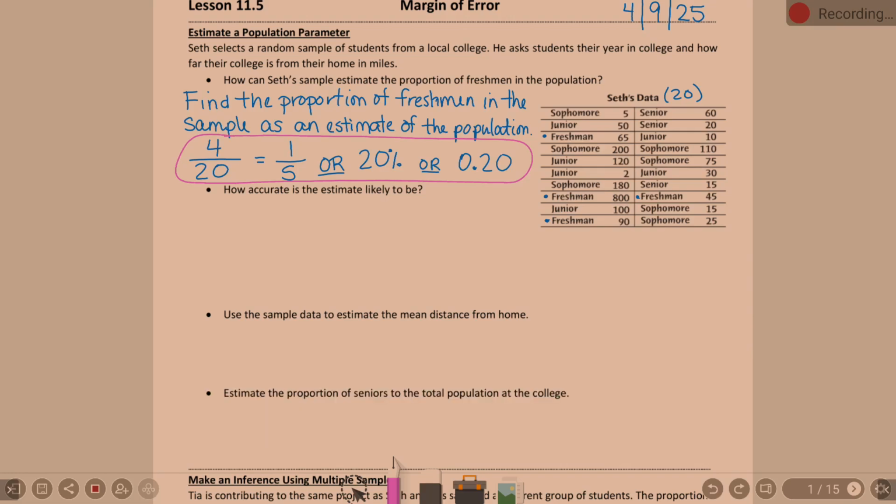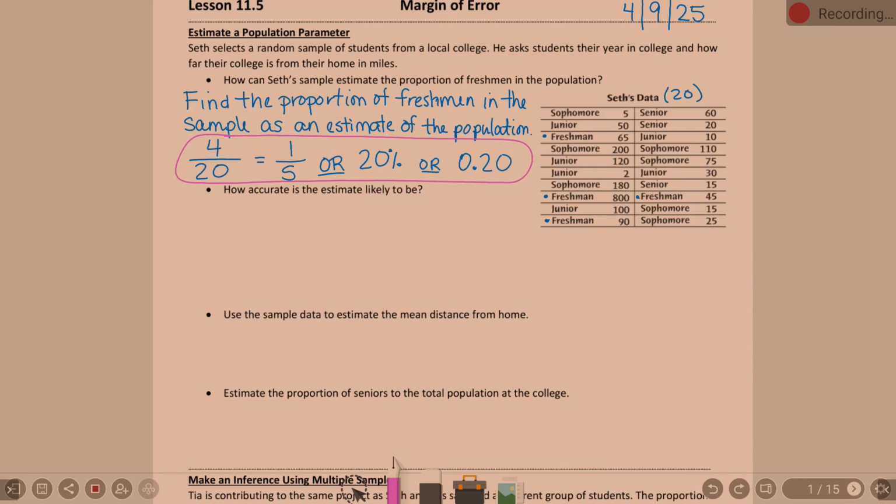Now, are we saying that there are exactly 20% freshmen at this local college? No. We're saying there are 20% freshmen in this sample, and if this sample is a good representative, then there are approximately 20% at the college. Okay? Now, how accurate is this estimate likely to be?